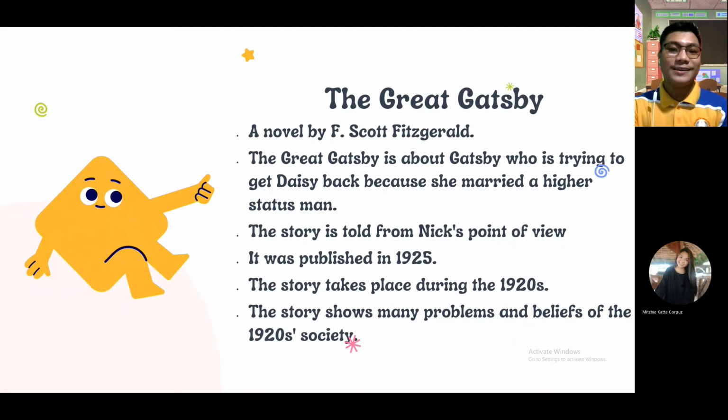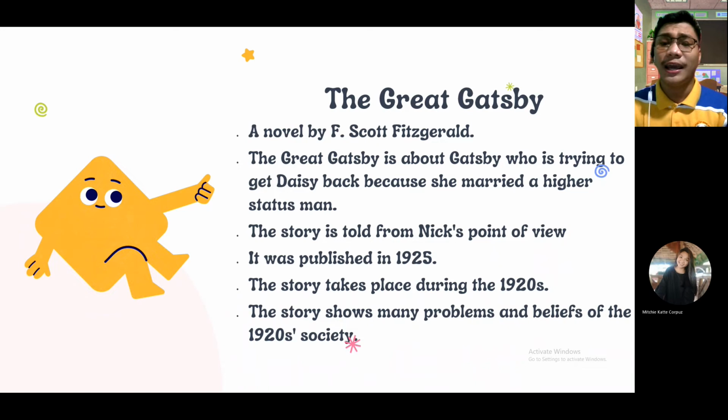The Great Gatsby is a novel by Fitzgerald about Gatsby, who is attempting to reclaim Daisy after she married a man of greater social standing. Nick's perspective is used to tell this story. The novel was first released in 1925, and the story takes place during the 1920s. The narrative depicts many of the problems and beliefs that plagued society in the 1920s.